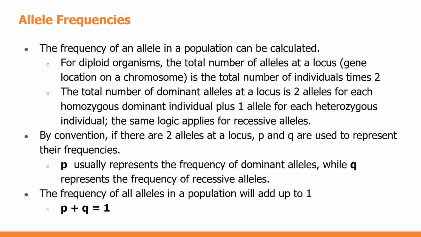By convention, if there are 2 alleles at a locus, P and Q are used to represent their frequencies. P usually represents the frequency of the dominant alleles, and this is very crucial. You can't mix it up. P is dominant, and Q is recessive. The frequency of all alleles in a population will add up to 1. And so the statement is true: P plus Q equals 1.